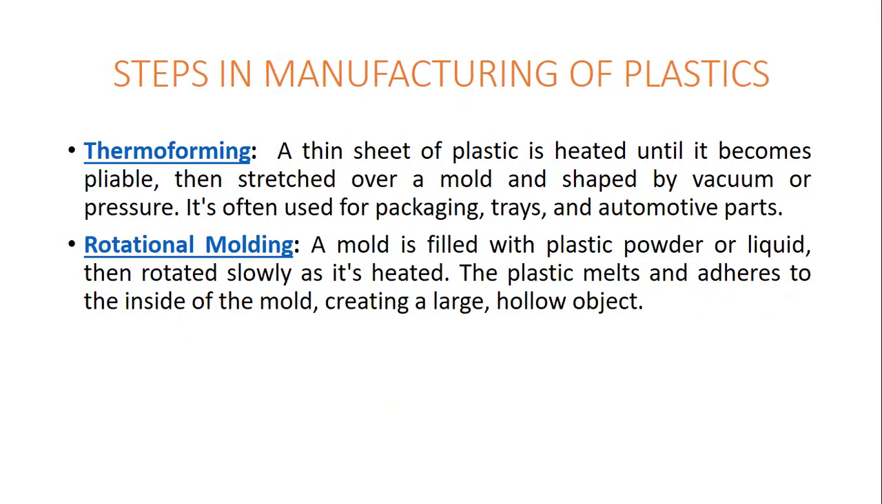Thermoforming. A thin sheet of plastic is heated until it becomes pliable. Then it is stretched over a mold and shaped by vacuum pressure. It is often used for packaging, trays, and automotive parts. That is the thermoforming operation. Last one is rotational molding. Here the mold is filled with plastic powder or liquid, and then it is rotated slowly while being heated. Thus the plastic melts and adheres to the inside surface of the mold. It creates large hollow objects in the final stage.